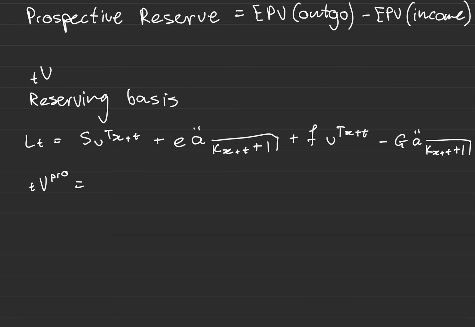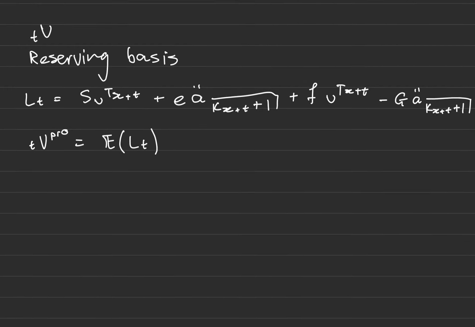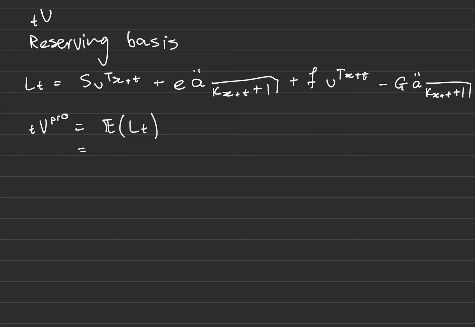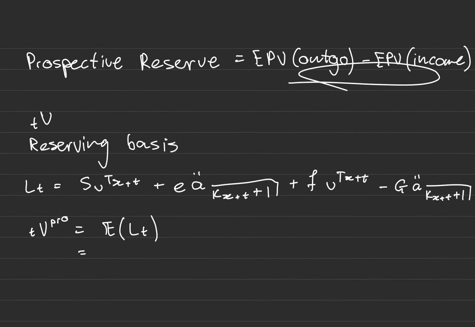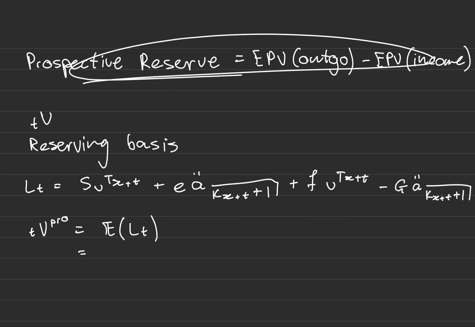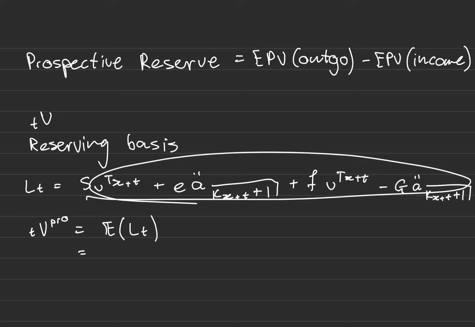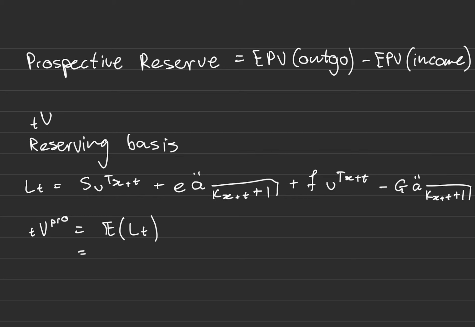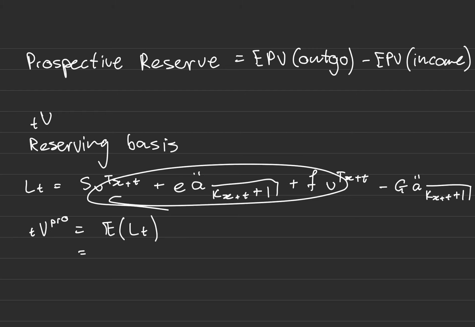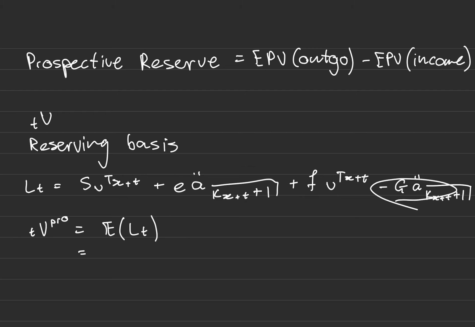So tV^pro for this whole life assurance contract is equal to the expectation of this gross future loss random variable. And this equals the expected outgo minus the expected present value of the income, as we wrote over here. Is that true? Well, this is the present value of outgo minus present value of income, and then I take the expectation of that, so I should get EPV outgo minus EPV income. Are all of these outgo? Yes, they are. It's my benefits and expenses, and this is my income, my premiums that I'll be receiving as the insurer.